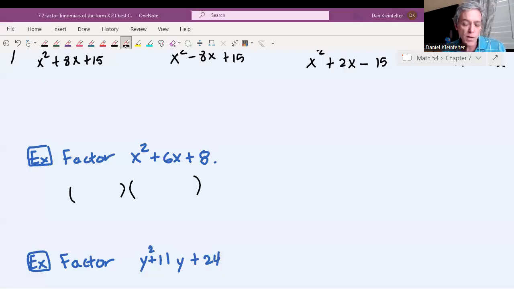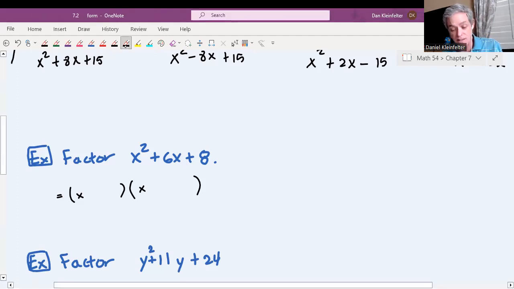All right, so we've got x squared plus 6x plus 8, and we want to recover a product of binomials that will equal that. Thinking about how FOIL has to work, I know that the firsts are going to be x's. x times x will give us x squared. And then we need to figure out what the other stuff has to be. This is the hard part.